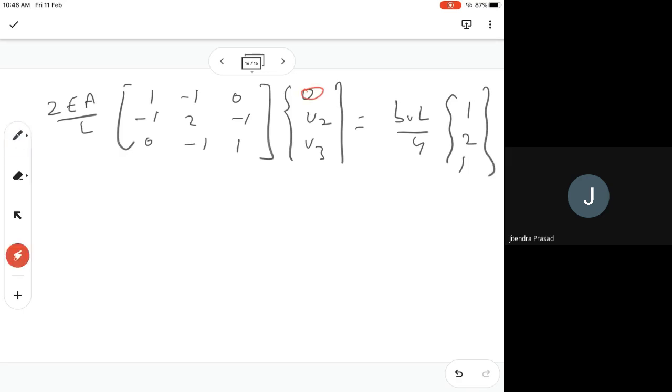You know that U1 is 0 here, so this row and this column you will ignore, so finally we have this for U2 and U3. So U2 and U3 will be equal to L over 2EA times the inverse, so we have inverted that already. Yeah, then we can also multiply this, multiply B naught L over 4 multiplied by the inverse of 2 -1, -1 1, then multiply by 1, 1. So this should be U2 and U3.